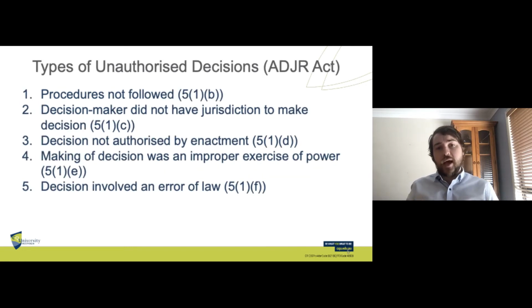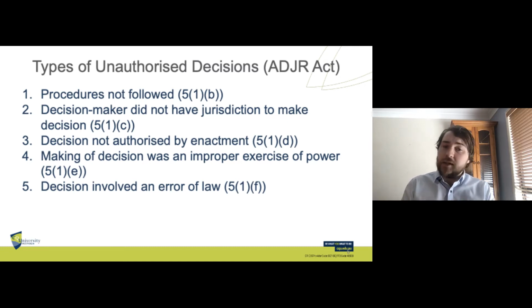So when we talk about unauthorised decisions as being a ground of review, essentially what we're saying is that this decision was not authorised by law. There's no authority under law for the decision maker to make that decision. And there's 5 ways that the Administrative Decision Judicial Review provides for unauthorised decisions as a ground of review. The first is that the proper procedures haven't been followed. So the decision maker didn't go through the steps that were required, and as a consequence of that, the decision couldn't be said to be authorised.